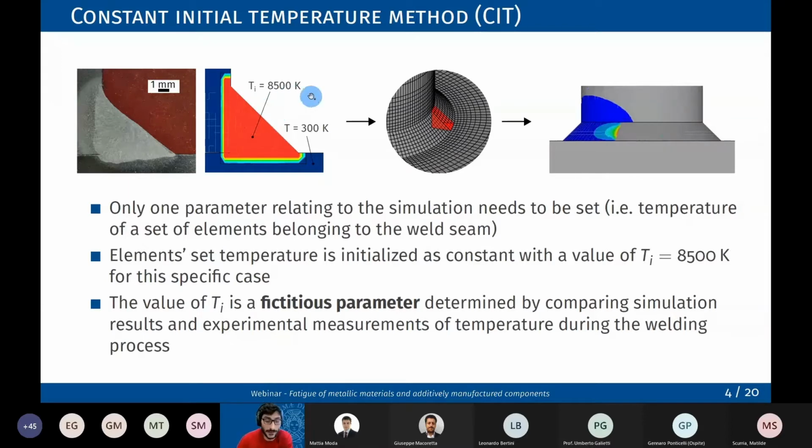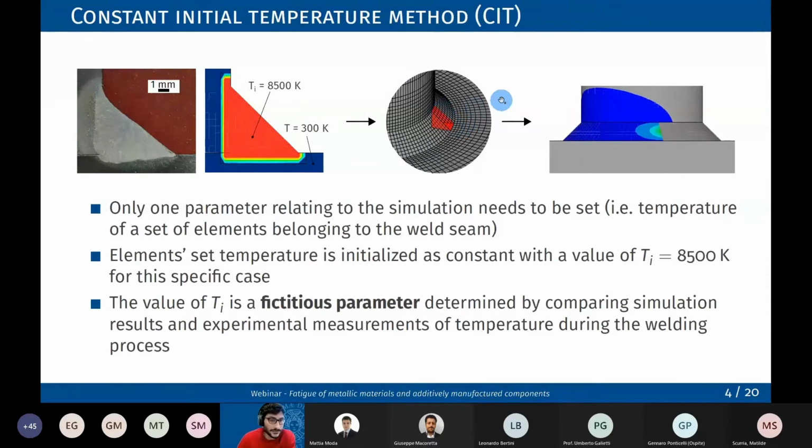Yes, this is a really simplified thermal model, but to evaluate this Ti, we compared temperature results during a real welding process, through an experimental test. We performed the welding process, and through thermocouples, we evaluated the temperature at different points of the joint. And through this result, we set this parameter, which I want to specify is a fictitious parameter, not a physically based parameter, but it embeds all the hypotheses of this model.